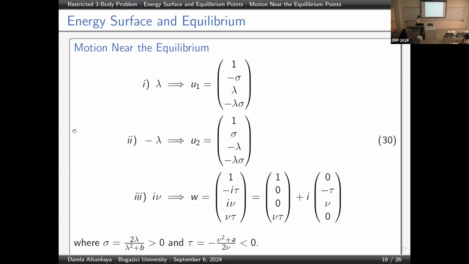So, for instance, look at case 3. I will define my position vector. This is my velocity. This will define a circular motion. This means a periodic orbit, or Lyapunov orbit, whatever you call it.